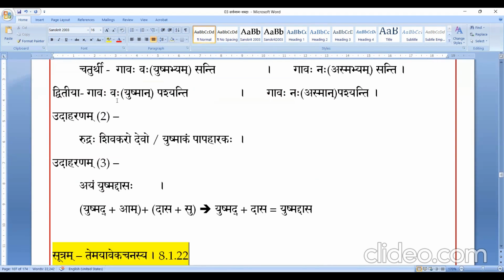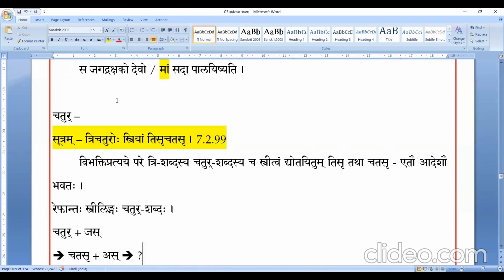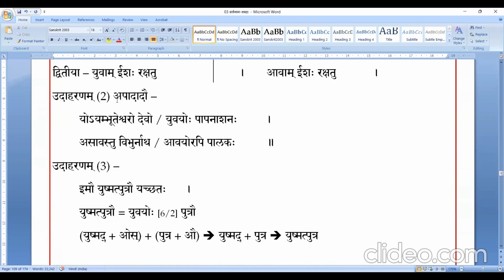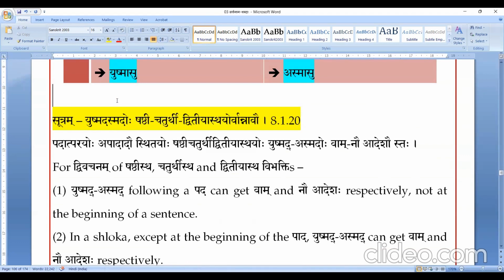And Bahuvachana also has that. I think we'll do that in the next class, as it is more, so we have to discuss it. We'll see that in the next class. Yushmad Asmad, almost it is done. So next class we will do these alternate forms. Any doubts you have?